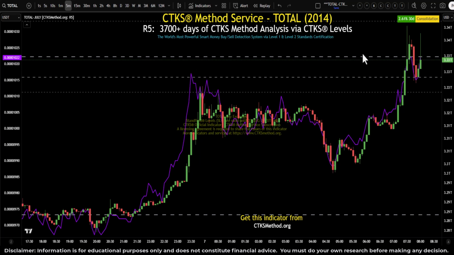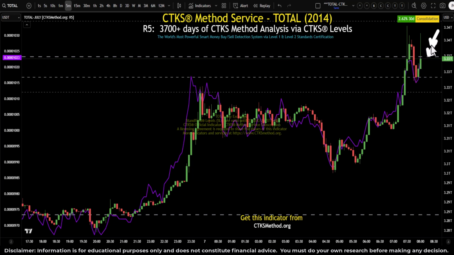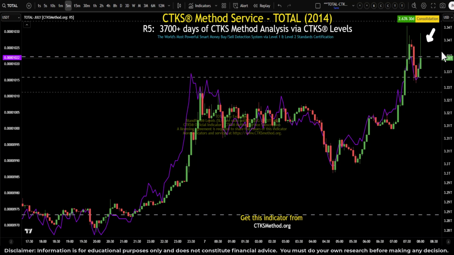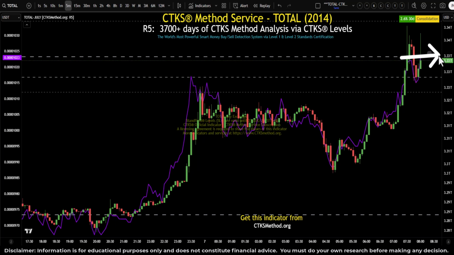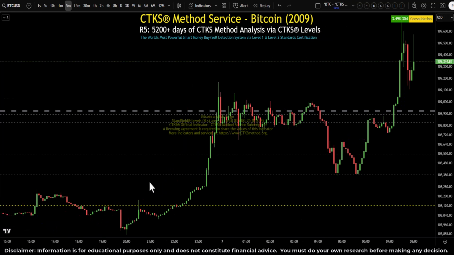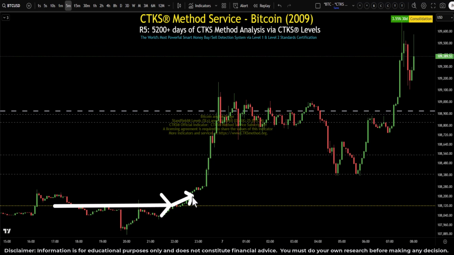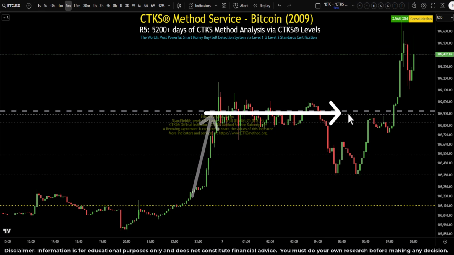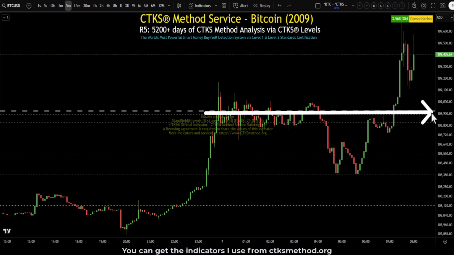This is a prime example of how structure works. We saw that huge green candle, and that's just retail, that's just the institutions calling retail in. And what happened? Right here, we had all of this overhead structural resistance, and the price came down. Why? Because the sellers are at these levels. Now let's pop across to Bitcoin, and what did we see? We saw the same rally up, and look at all of this overhead structural resistance around that 108,900 mark.